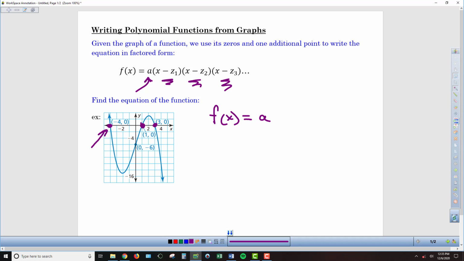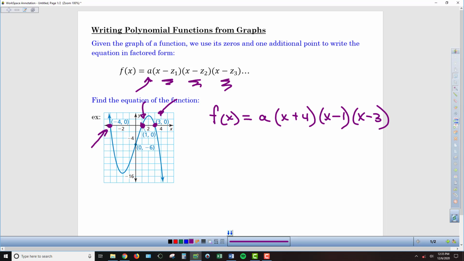So for this zero right here, since it's -4, the factor associated with that is going to be x minus -4, or x plus 4. Then we've got this zero here, so that's going to be x minus 1. And then our last zero is that 3, 0, x minus 3. So that gets us started. But I still have to figure out what a is.